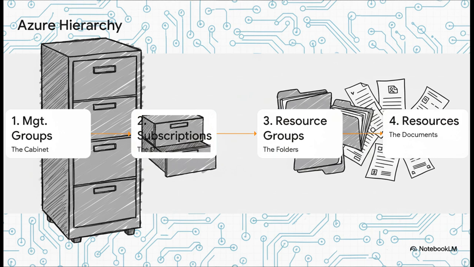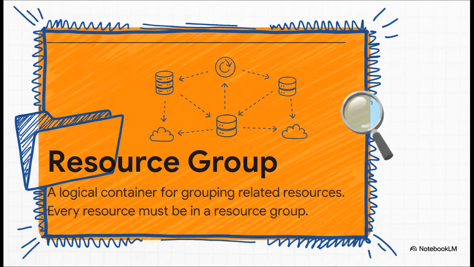Each drawer holds resource groups, which are your folders. And finally, tucked inside those folders are your actual resources, the documents, the stuff you're actually building. Let's zero in on that folder level for a second, the resource group. This is the fundamental building block of how you organize everything. It's basically a logical container for all the related bits and pieces of a single application.